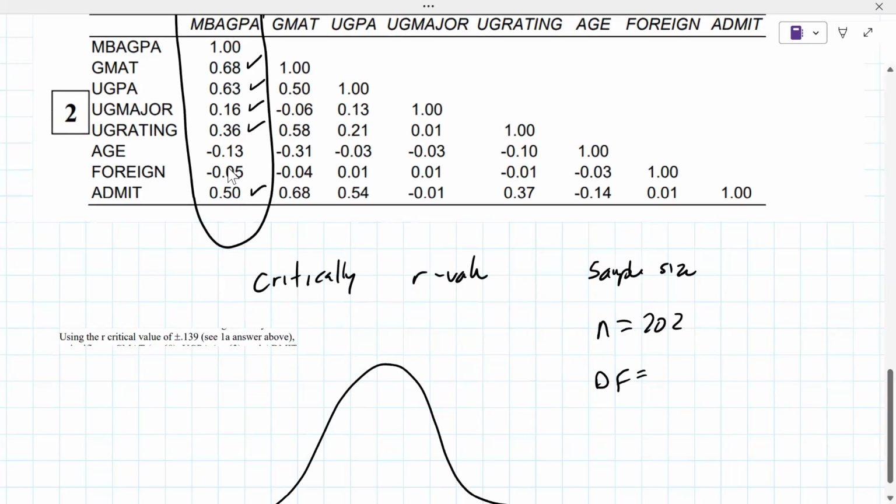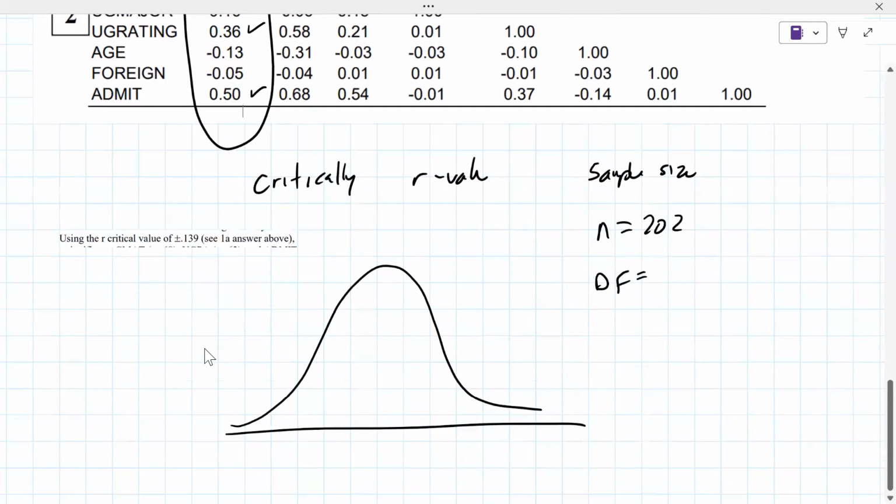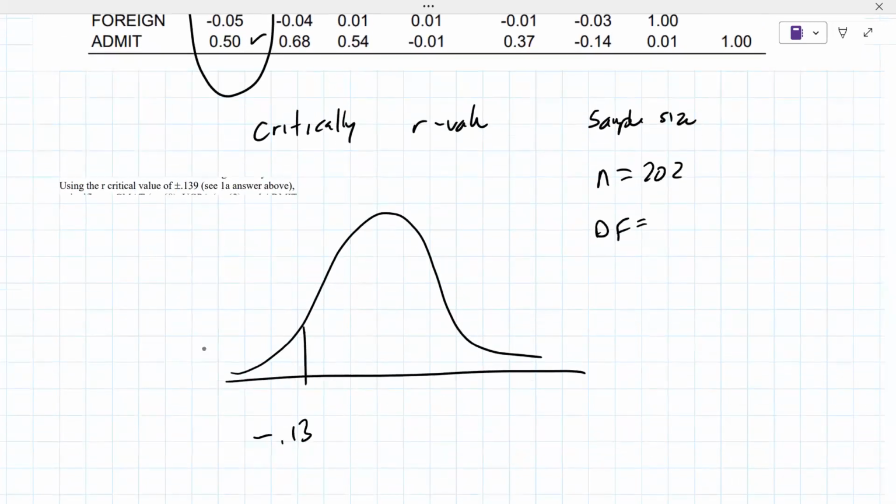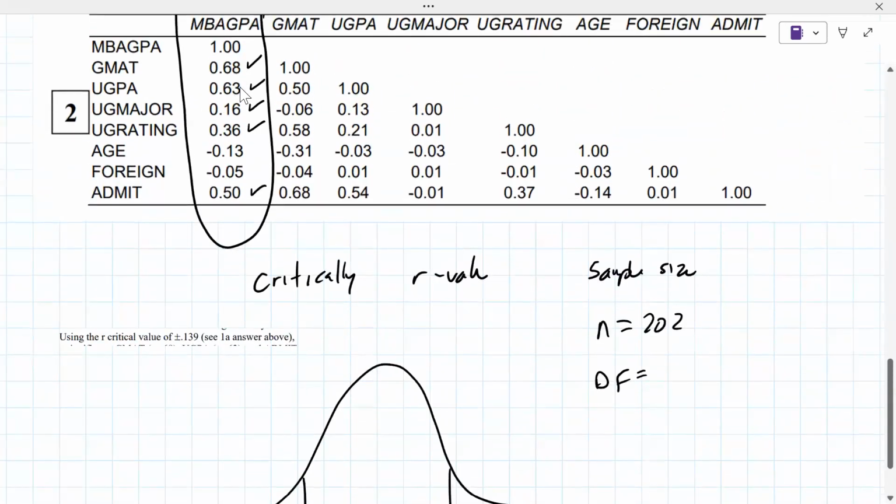The negative ones are not significant, not because they're negative, but because they have to be in the critical value. Just to be clear, it's minus 0.139 and positive 0.139. Those are the critical values. So any of these values that are beyond that are significant. But the question is, how are you supposed to get this value? Because I don't see where it's coming from.